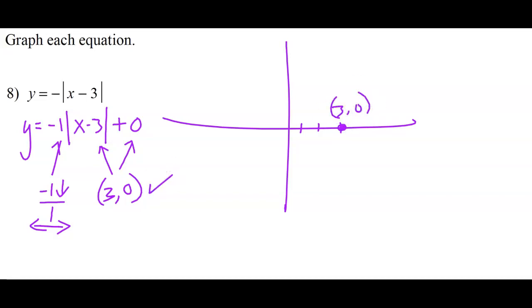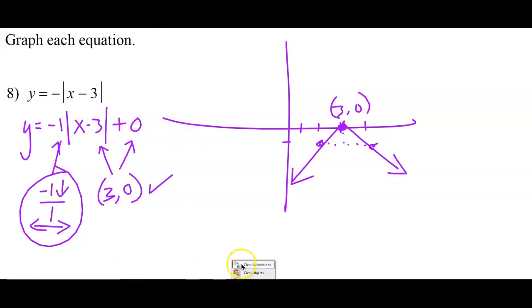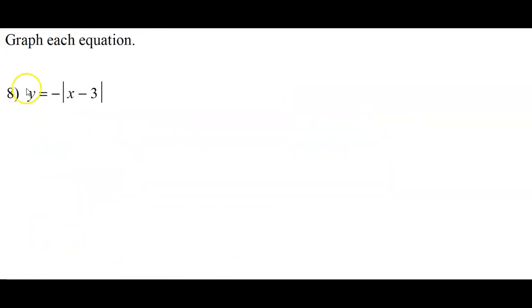So that takes care of that. Now we're going to do our slope. And just as I said, we're going to go down 1, and then we're going to run 1 to the left and right, and we'll put a dot on each end there, and that gives us our absolute value function graph. All right, let's go ahead and take a look at number 10.